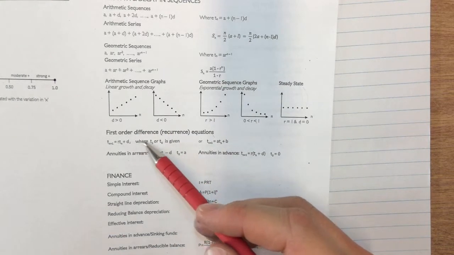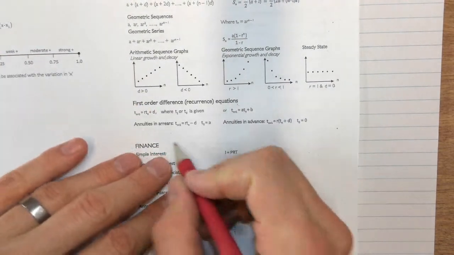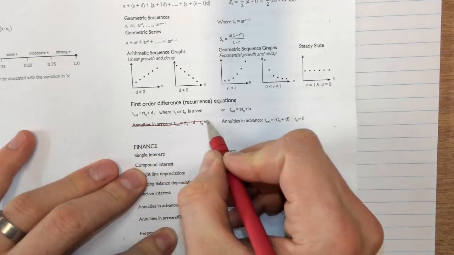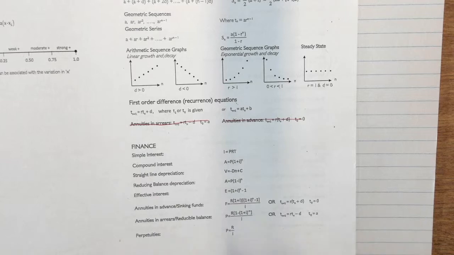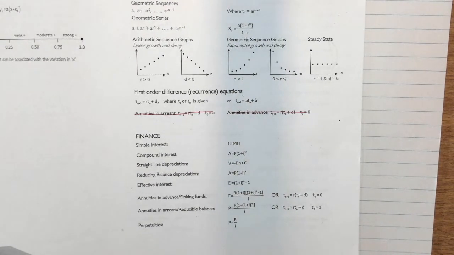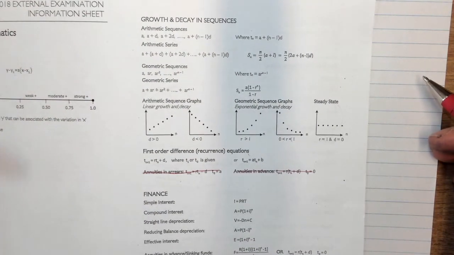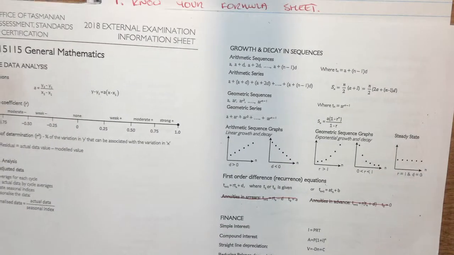You also have your difference equations, but what I want you to be able to look at and recognise is these two here, annuities in advance and arrears. We will not be looking at those at this stage, okay? So don't worry about those. If you're looking at them thinking, I have no idea what that is, well, we haven't really covered that yet, and we actually cover those in finance. So don't worry about those. But make sure you look through this, so you know what you have available to you in the exam.